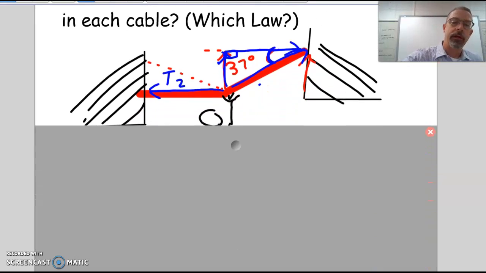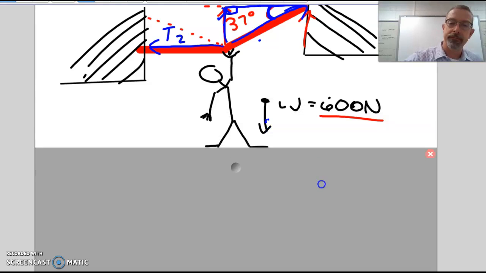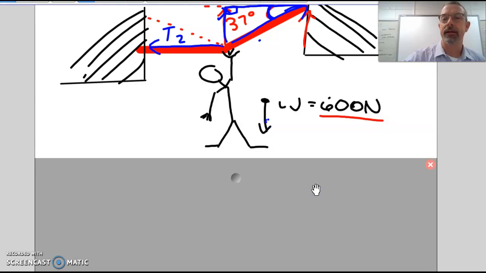So here is the drawing that they give us. We've got a cable attached horizontally here, and then a cable attached at a 37-degree angle right here. And we've got a cat burglar that has a weight of 600 newtons. How can I make sure that the forces here add up to 0?